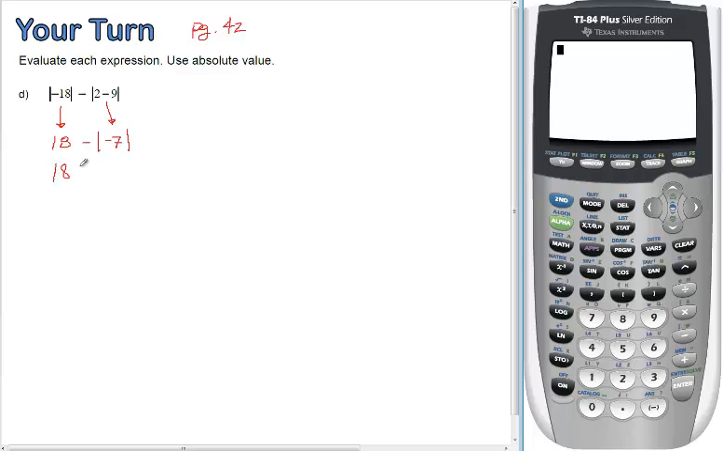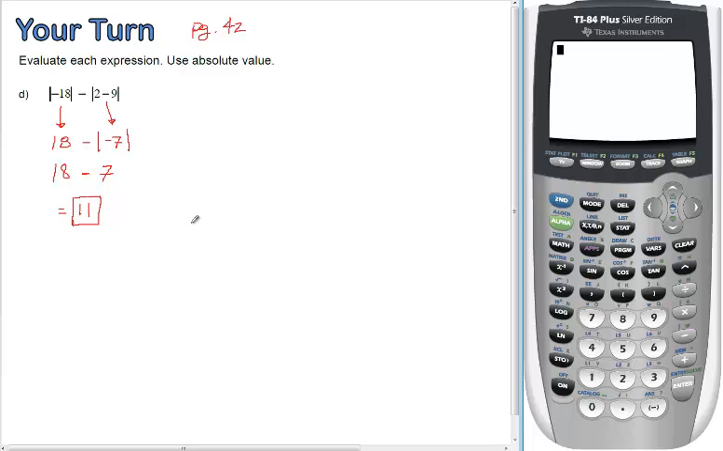Now just carry down the 18 one more time and the minus sign. What's the absolute value of negative 7? The absolute value of negative 7 is positive 7. So really this question is just 18 subtract 7, which of course is 11. So it's not a difficult question.